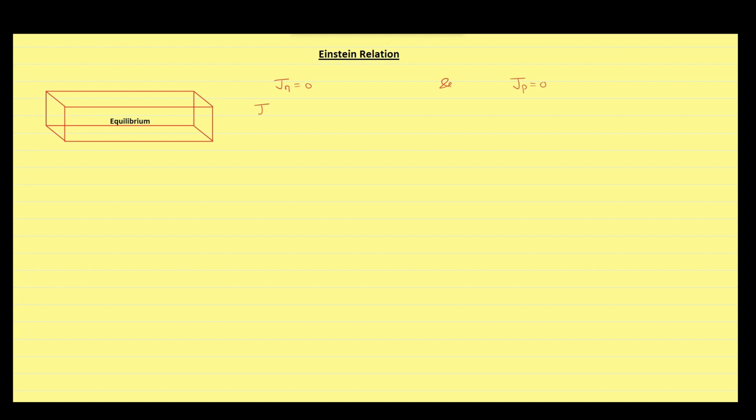We also know that current density due to electrons is equal to drift current density due to electrons plus diffusion current density of electrons. By writing the values of drift and diffusion current density, we will get the equation where n is the concentration of free electrons, q is the magnitude of charge on an electron, mu n is the mobility of electron, E is the electric field, and Dn is the diffusion constant.